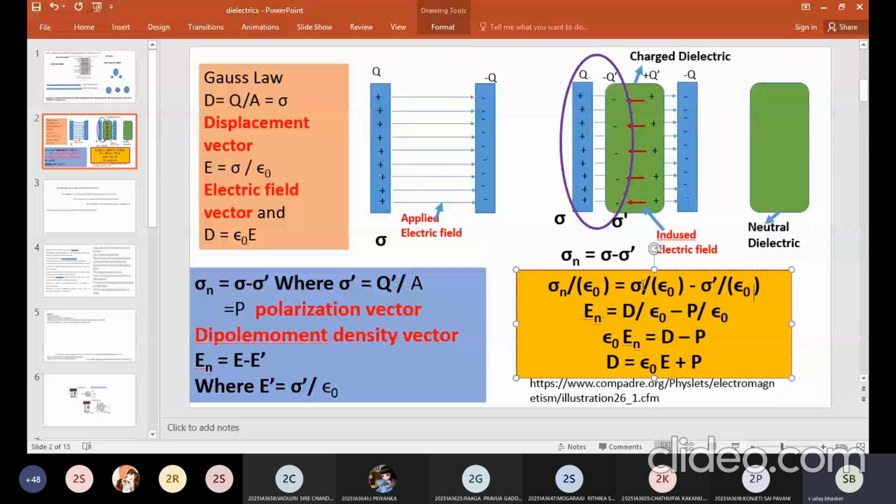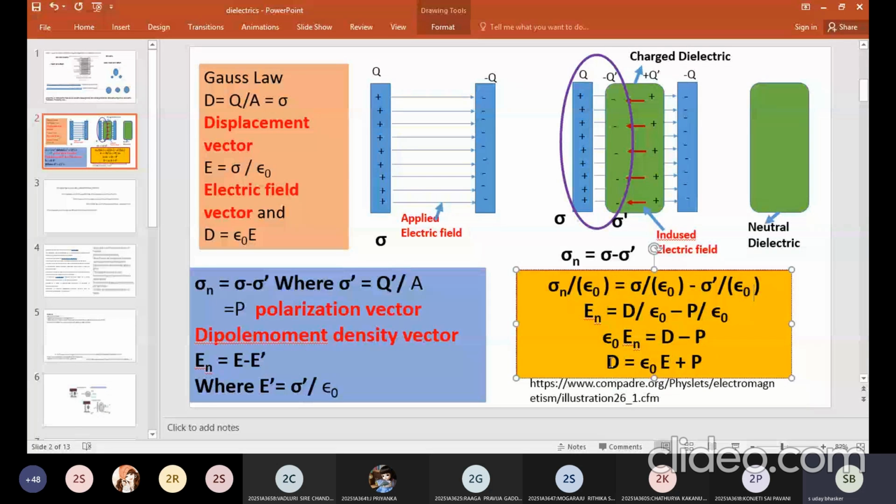And what is rho? Rho is nothing but your capital D, the displacement vector, divided by epsilon. And what is rho dash? Rho dash is nothing but your polarization vector, capital P, divided by epsilon naught. With these two, I take epsilon naught to the other side, and I have epsilon naught En is equal to D minus P, or D is equal to epsilon naught E plus P.